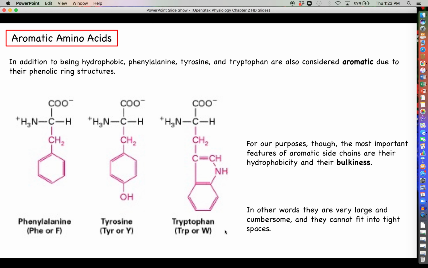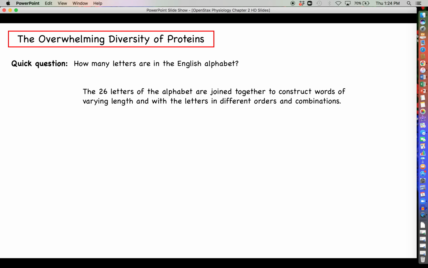Okay, speaking of protein structure and protein folding, let's do a quick little activity here. Now, first question, how many letters are in the English alphabet? Now, if you said 26, that is correct. There are 26 letters in the English alphabet, and the way that we put words together is that we take any of those 26 letters and we stick them in a variety of different orders and combinations.